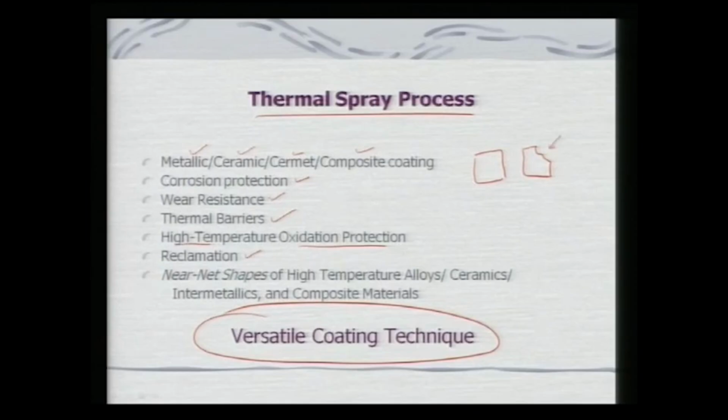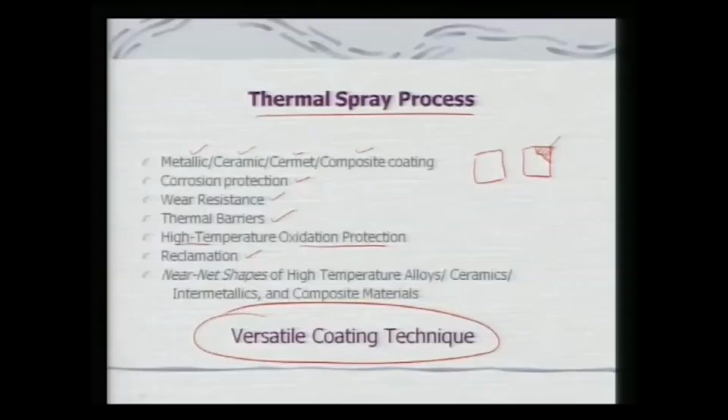If I see damage on a particular material, I can reclaim it by the thermal spray process, because it is a very rapid deposition technique. It can deposit material to a very high extent, a couple of kilograms in an hour. So, we can repair the material very quickly. That is reclamation. At the same time, we can also provide near-net shapes of high temperature alloys, ceramics, intermetallics and composite materials, which in turn reduces the overall wastage or scrap produced during processing of a material.